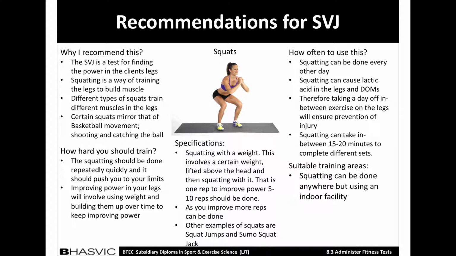Specifications. Squatting with a weight. This involves a certain weight lifted above the head and then squatting with it. That is 1 rep. To improve power, 5 to 10 reps should be done. As you improve, more reps can be added, and also weight. Other examples of squats are squat jumps and sumo squat jack.